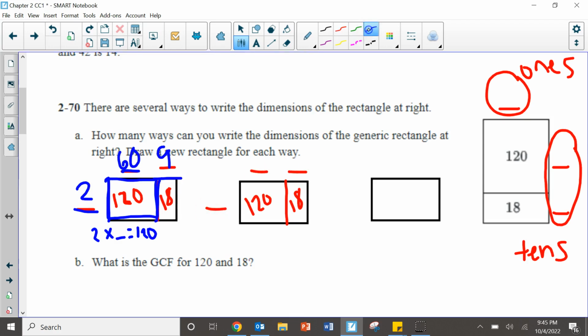Again, I have to think about what's another common factor that goes into 120 and 18. 3. 3 goes into 120 and 18, so this is a 3 by something. A 3 by what gave me 120? Go ahead and pause and figure out that number.